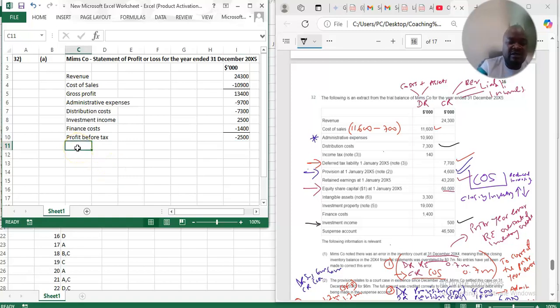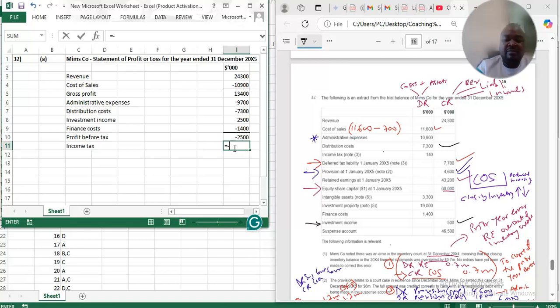Then we do our income tax or corporation tax. Okay, the income tax. That's where the problem is. Okay, so the income tax charge, being a charge, we just follow the same principle, equal sign negative.